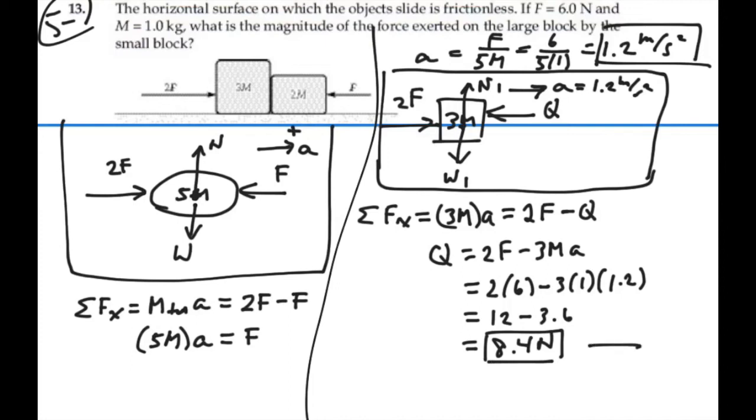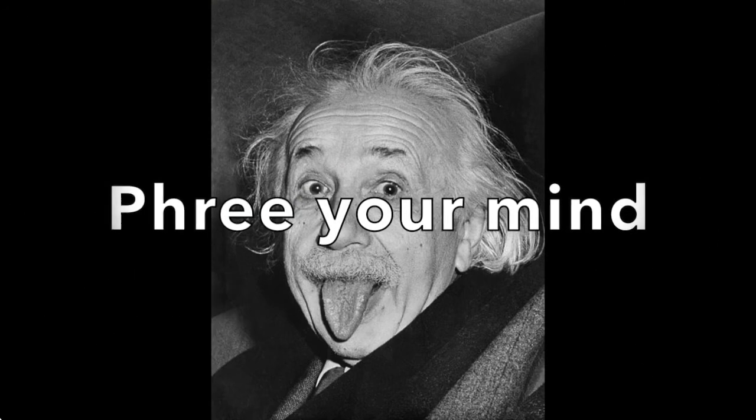And it's coming from the right to the left, so we have a force exerted on the large block by the small block, 8.4 newtons from right to left, which would happen to be the same force that the large block is exerting on the small block going in the opposite direction, 8.4 newtons.